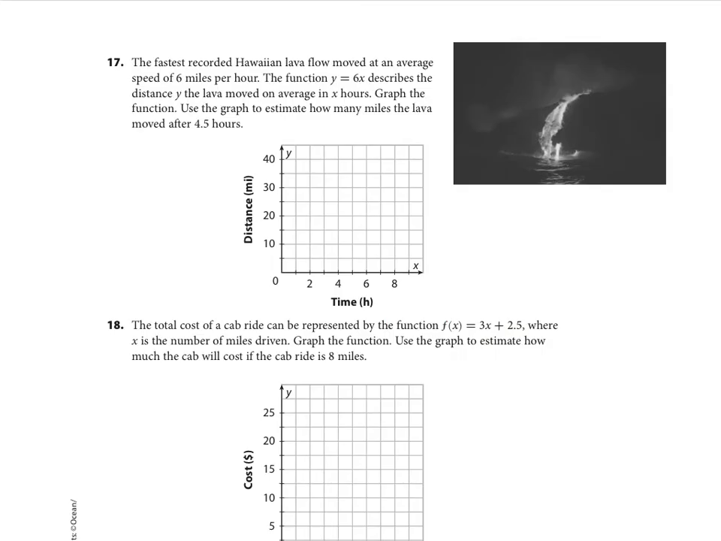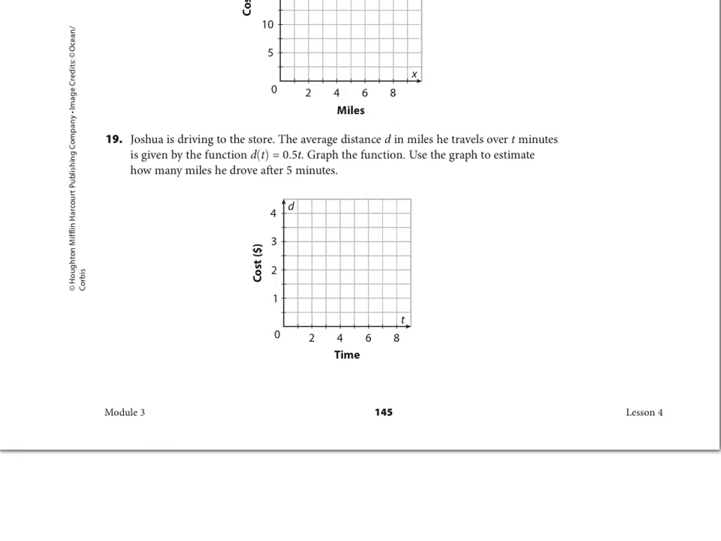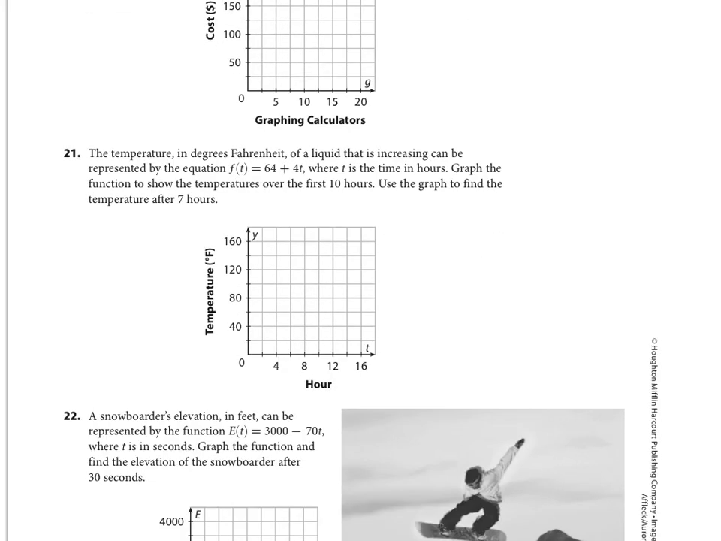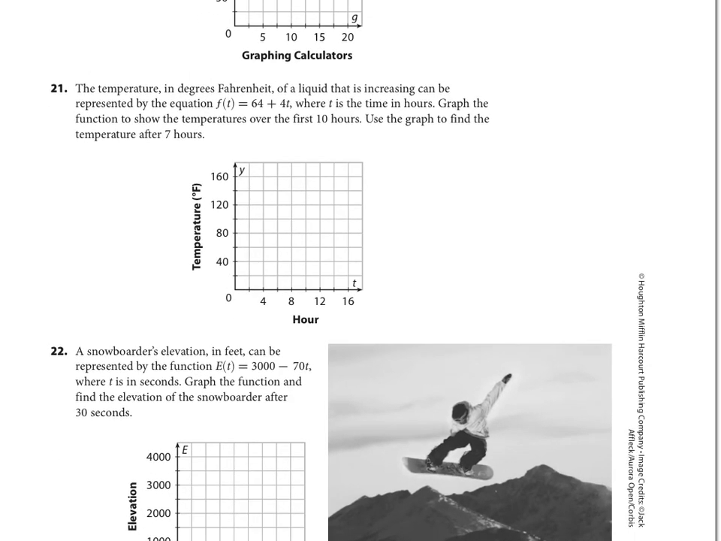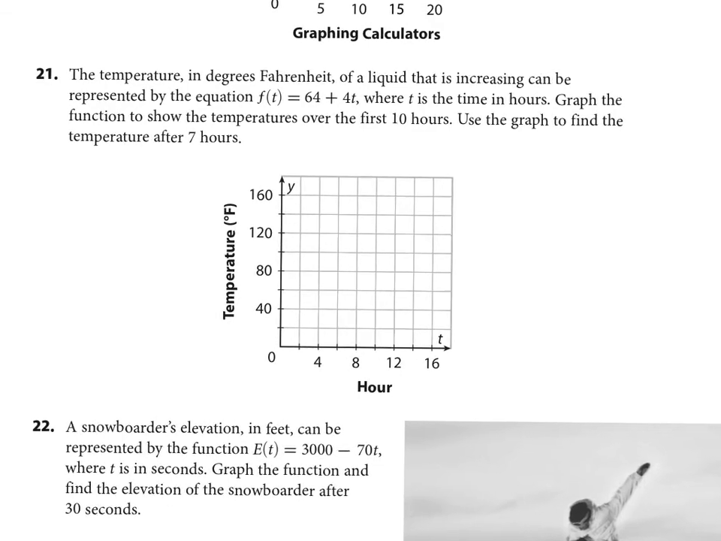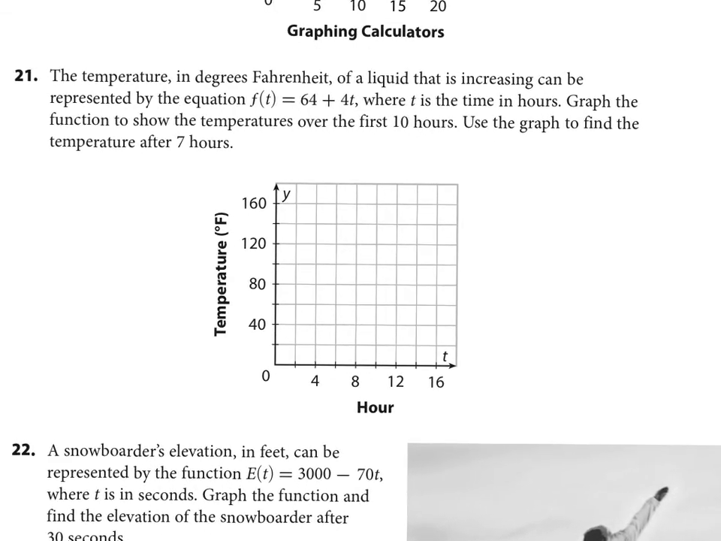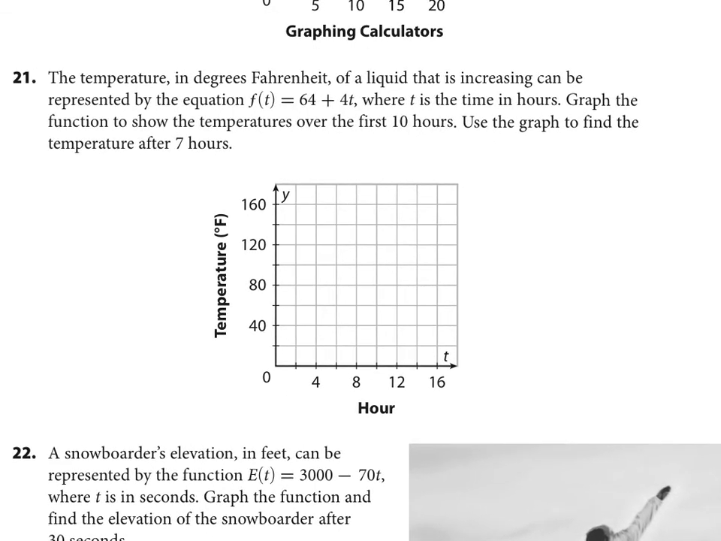Okay, let's do problem number 21. Let's see, next page, sorry. There it is. Okay, problem 21. I'm going to make this a little bigger, to help me graph a little bit here. The temperature in degrees Fahrenheit of a liquid that is increasing can be represented by the equation. Now here's function notation, f of t. They're not using x, they're using t, but that's okay. Graph the function to show the temperatures over the first 10 hours. Use the graph to find the temperature after 7 hours.